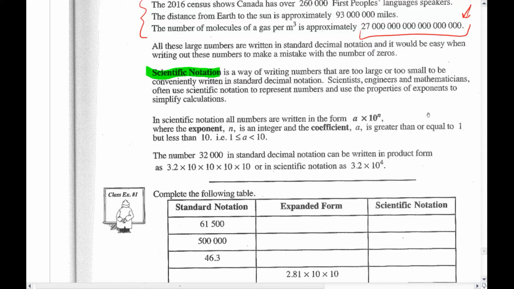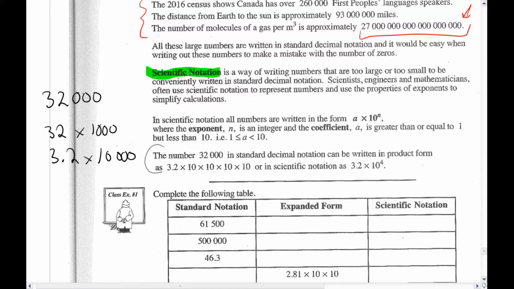So the example that they use right here is 32,000. I'm going to explain it over here. 32,000 is a large number, right? 32,000 can also be written as 32 multiplied by 1,000, because there's 32 thousands, or even smaller, 3.2 multiplied by 10,000.